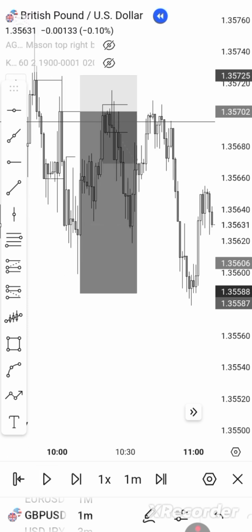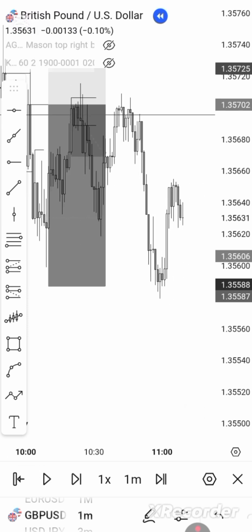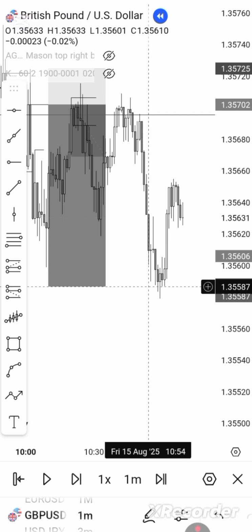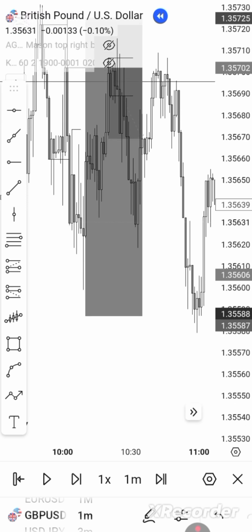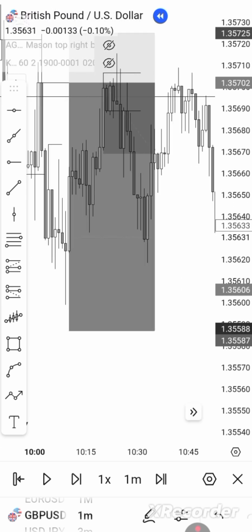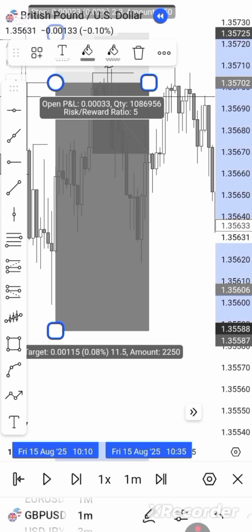Okay, price already did take profit on these. Can you see that immediately price reached the 50%, price reversed immediately? Remember the first setup also, immediately price reached the 50% of it, price reversed immediately. You can see this is what, this 5 RR.